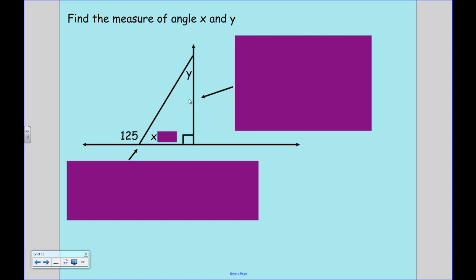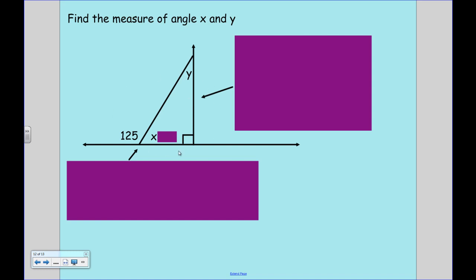So you kind of have to be like a detective. To try to find your missing angle, you're going to have to look at the clues that you've already been given, and we're going to have to use that to help us find other angles. And then sometimes we're going to have to find several angles before we can get to the ones that we really want to know.